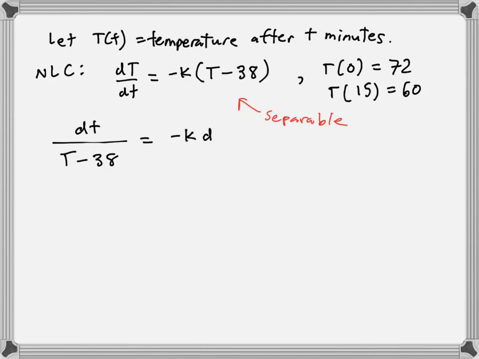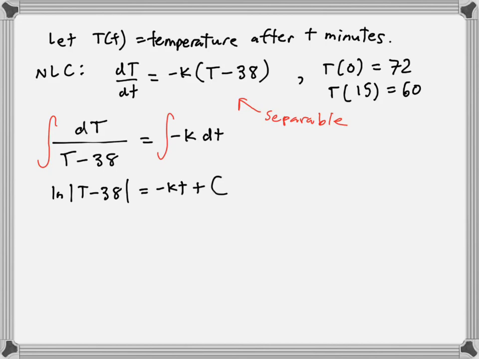Sorry, I almost made a mistake here. This should be capital T, right? dT equals negative k dt, right? Let's be careful. Little t is time, capital T is temperature, right? So we're going to do this, and then we're going to integrate both sides. So if we do that, we get the natural log of T minus 38 is equal to negative kt plus C.